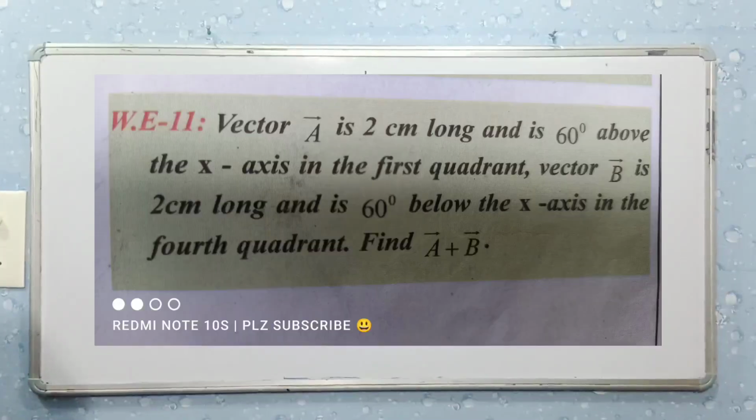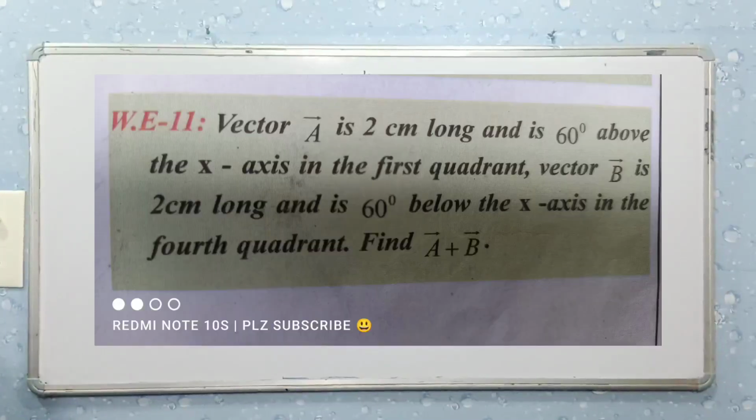Vector A bar is 2 cm long and is 60 degrees above the x-axis in the first quadrant. Vector B bar is 2 cm long and is 60 degrees below the x-axis in the fourth quadrant. Find A bar plus B bar.